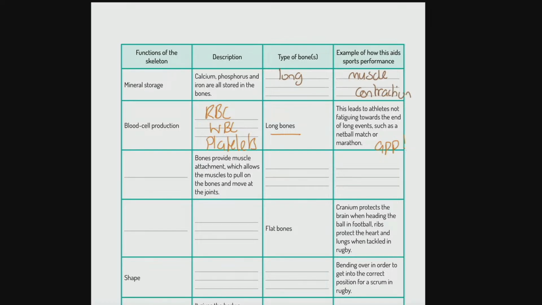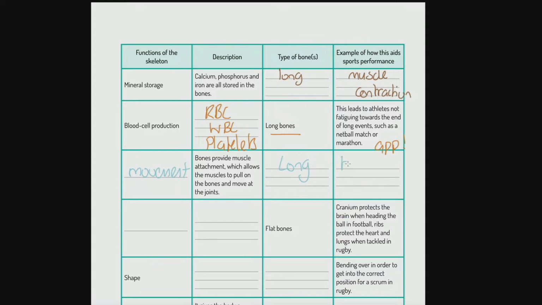Okay, here, what function of the skeleton have we got here? Effectively, we've got movement. Bones provide muscle attachment, which allow the muscles to pull on the bones and move at the joints. Fantastic. Which ones suit that particularly well? Long bones. Again, it feels like we're writing long for everything.